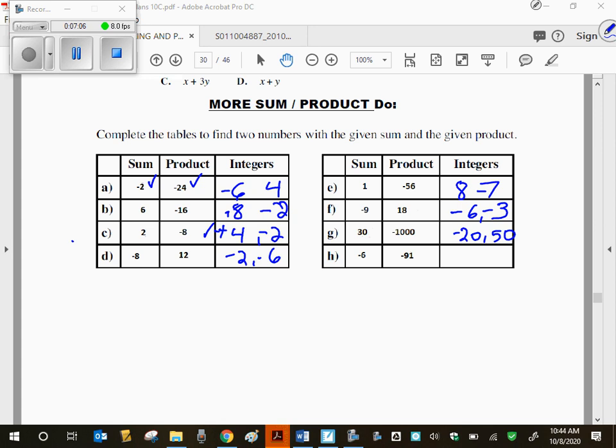5 times 2 is 10, and then 2 zeros, just add the zeros there. Super duper. And I had to look at this 2 or 3 times. What numbers multiply to 91?